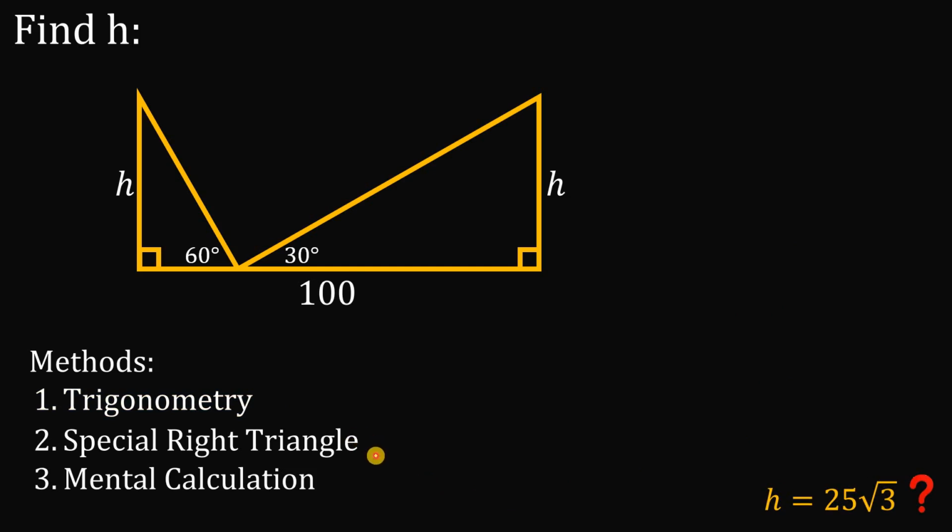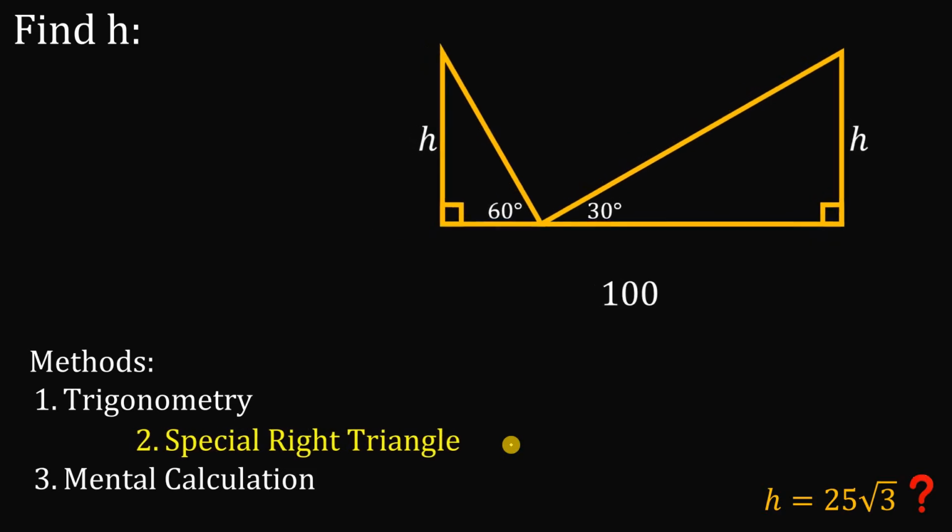Now, how about our second solution, which is using special right triangle? So, in this case, we will use special right triangle 30, 60, 90. Alright. Now, to start using this method, take note that this angle right here must be equal to 30 degrees because the sum of the angles inside a right triangle must add up to 180 degrees. So, we have 60 degrees plus 90 degrees plus 30 degrees. This will add up to 180 degrees.